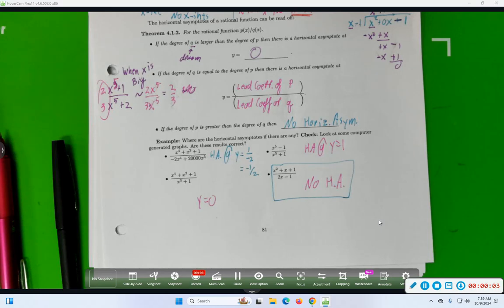That was on the example bottom right. It indicates that that rational function has no horizontal asymptote. Remind me why? Because the degree is higher on the top than on the bottom. The degree on the top is higher than the degree on the bottom, but that degree difference is only 1.